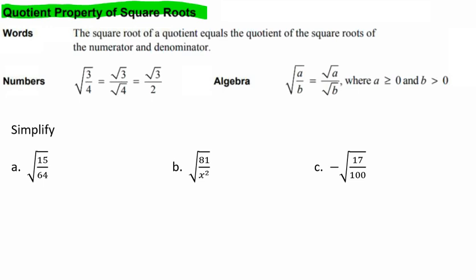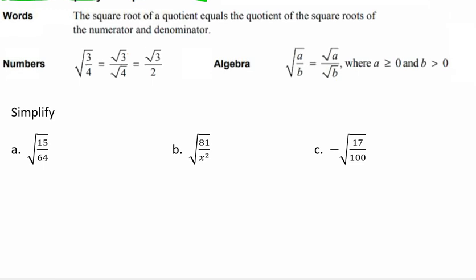Well, it means that if we have something like the square root of 3 over 4, we can break that apart to the square root of 3 over the square root of 4 and then simplify from there. In algebra, we would simply write the square root of a over b and then break that apart as the square root of a over the square root of b, where a has to be greater than or equal to 0 and b has to be greater than 0. Let's take a look at an example.